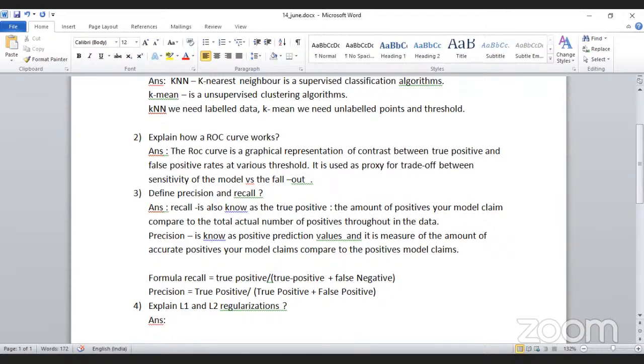Yeah, recall is also called sensitivity. Yes, yes, Supravat. Yeah, true positive first. Yeah, yeah, true. Very good.